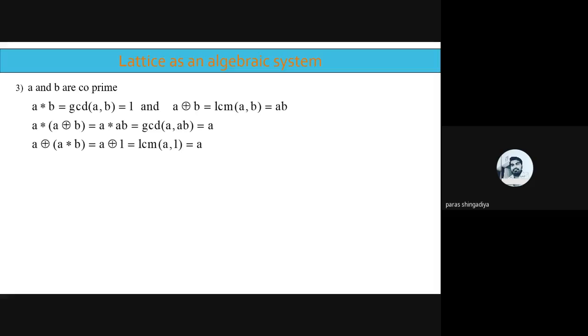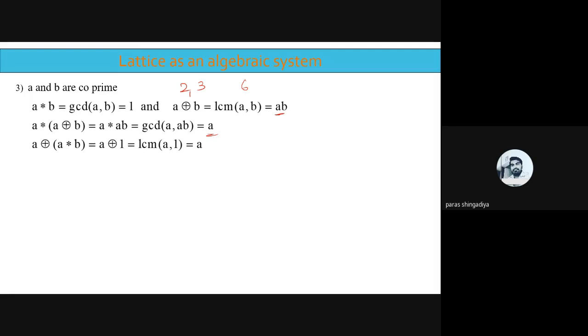So GCD of A, B, for example 2 and 3. What is the GCD of 2 and 3? That is equal to 1. What is the LCM of 2 and 3? That is its product. Means the LCM will be 6. Clear? So A into B will be the LCM of the two prime numbers A and B. And now A star (A ring sum B) is equal to A star AB. Why? Because A ring sum B is equal to AB, and now GCD of A comma AB, because star means GCD. So GCD of A comma AB is equal to A.